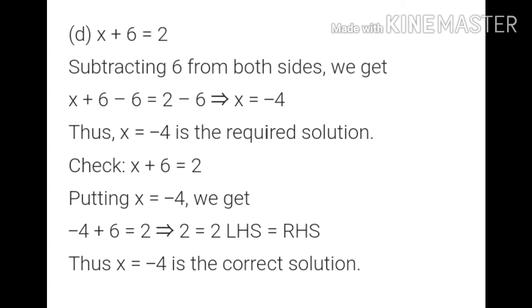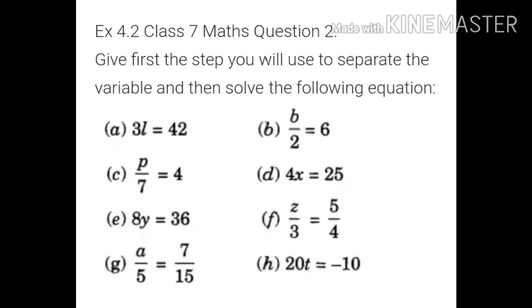Now solving the D part. Here we are going to subtract 6 from both the sides. Why? Because the constant given over here on the left hand side is in addition. So we are going to subtract: x plus 6 minus 6, and on the right hand side 2 minus 6, which means x is minus 4, the required solution. Let us check now. Putting the value of x equal to minus 4 on the left hand side, minus 4 plus 6 is equal to 2, and on the right hand side it's already 2. So LHS is equal to RHS. x is equal to minus 4 is the correct solution.